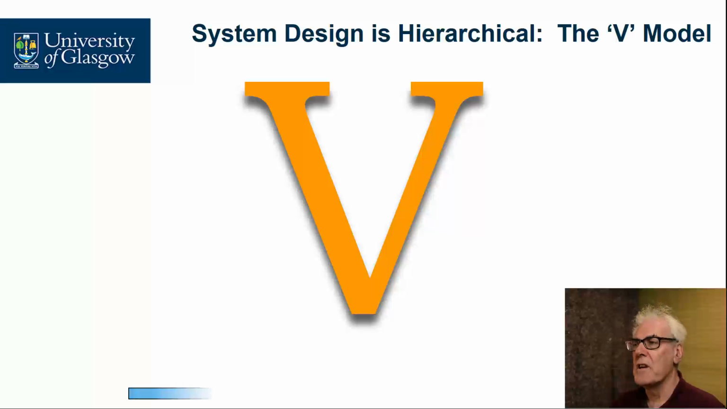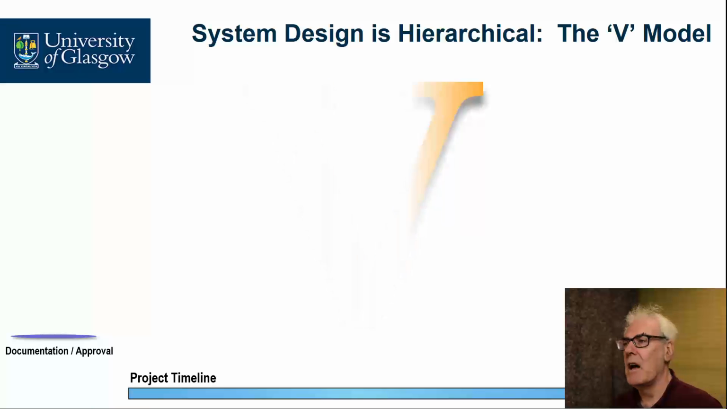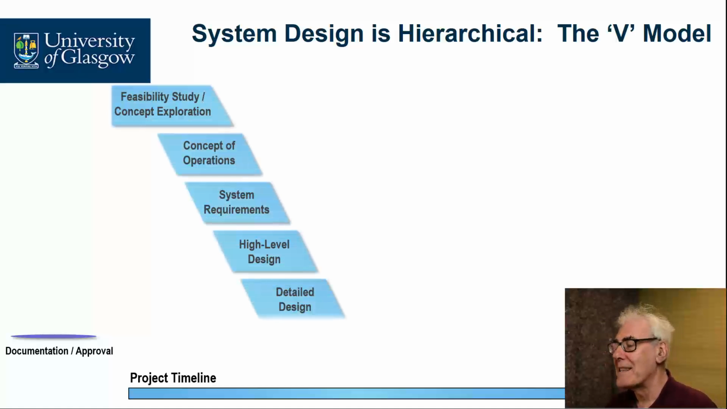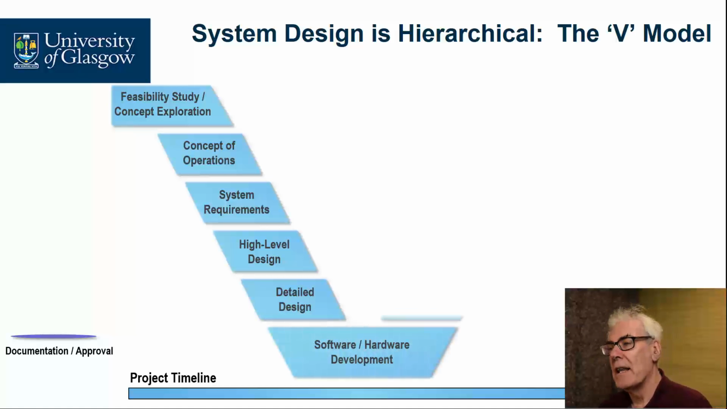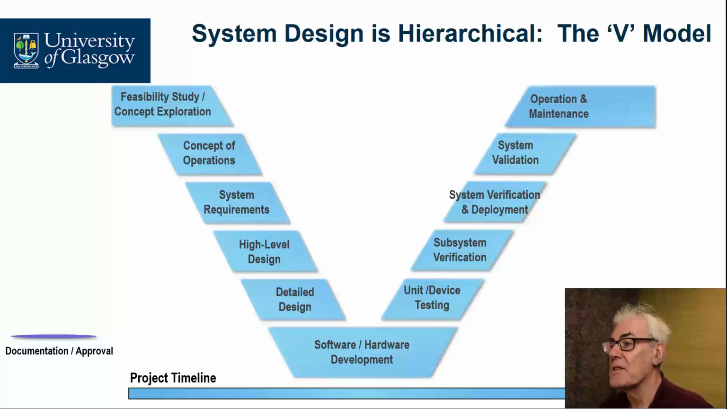So at first we start with a feasibility study, concept exploration, the broad ideas behind it, and then we break down the idea into smaller blocks. We define system requirements, we do a high-level design, then a detailed design, and eventually we end up at a detailed software and hardware design. And then we start integrating the parts together, and defining all the interfaces between all these separate activities.